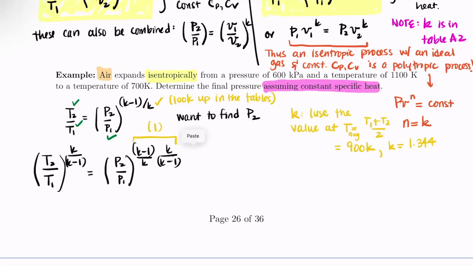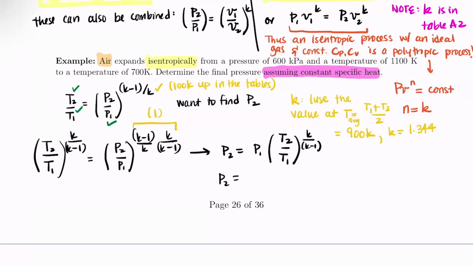All right, this means that we have P2 is equal to P1 times T2 over T1 raised to the power K over K minus 1. So P2 is then equal to 600 kPa times 700 Kelvin over 1100 Kelvin raised to 1.344 divided by 0.344, which gives us 1026 kPa.